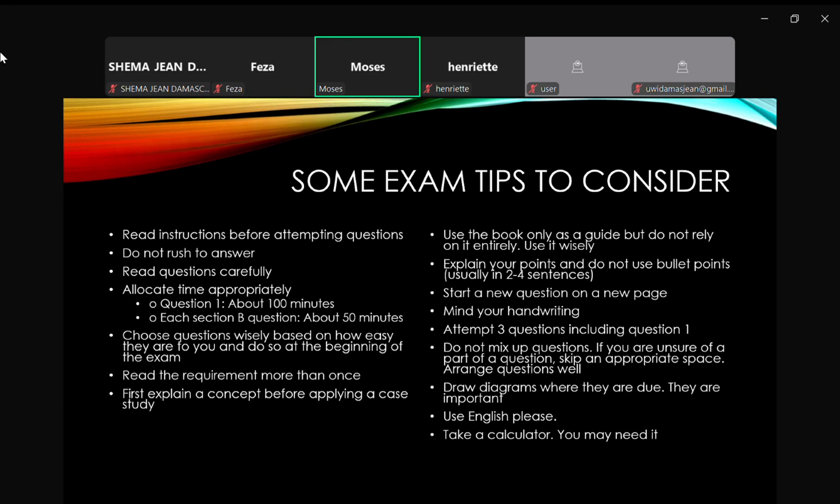Ensure that time management is spot on. What does that mean? It means that question number 1 should be attempted in about 100 minutes. 100 minutes is 1 hour and 40 minutes. Time yourself, ensure that you attempt it in that period. Questions 2 to 4, or questions in section B, should be attempted in 50 minutes.